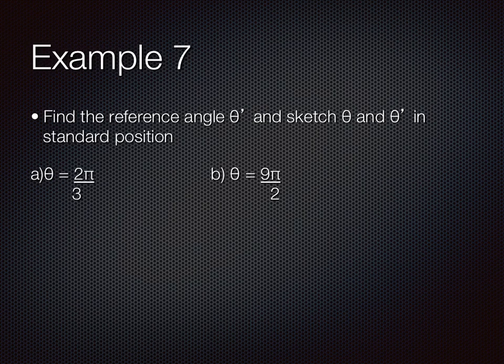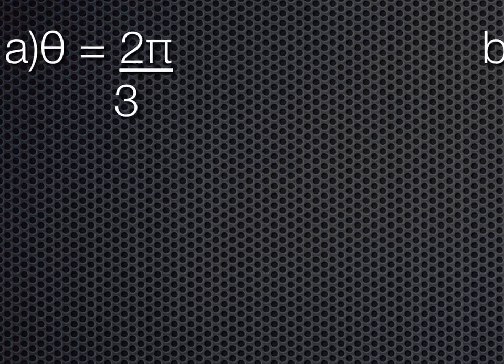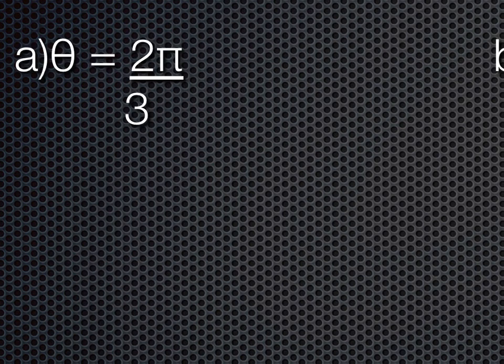So now this says find the reference angle theta prime and sketch theta and theta prime in standard position. So if I look at theta being 2/3 pi, and I go to graph that, obviously my standard is here. Is 2/3 less than a half or bigger than a half? Bigger than a half. So I know it's over here. If you know your unit circle, you'll also know it's over there. That's theta. So it's in the second quadrant, which means how am I going to find theta prime?